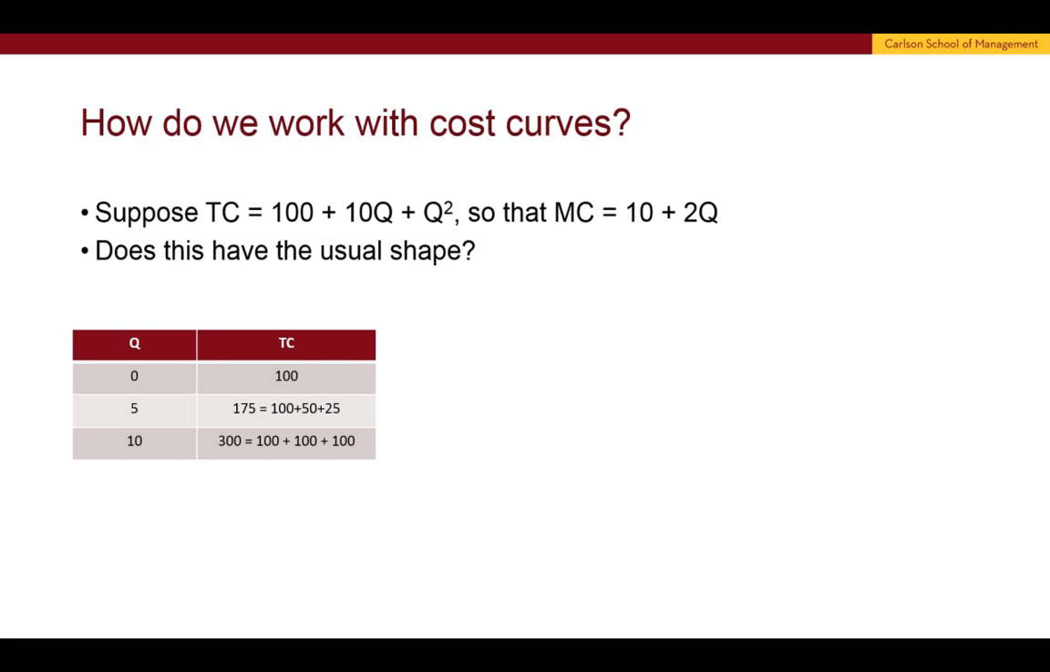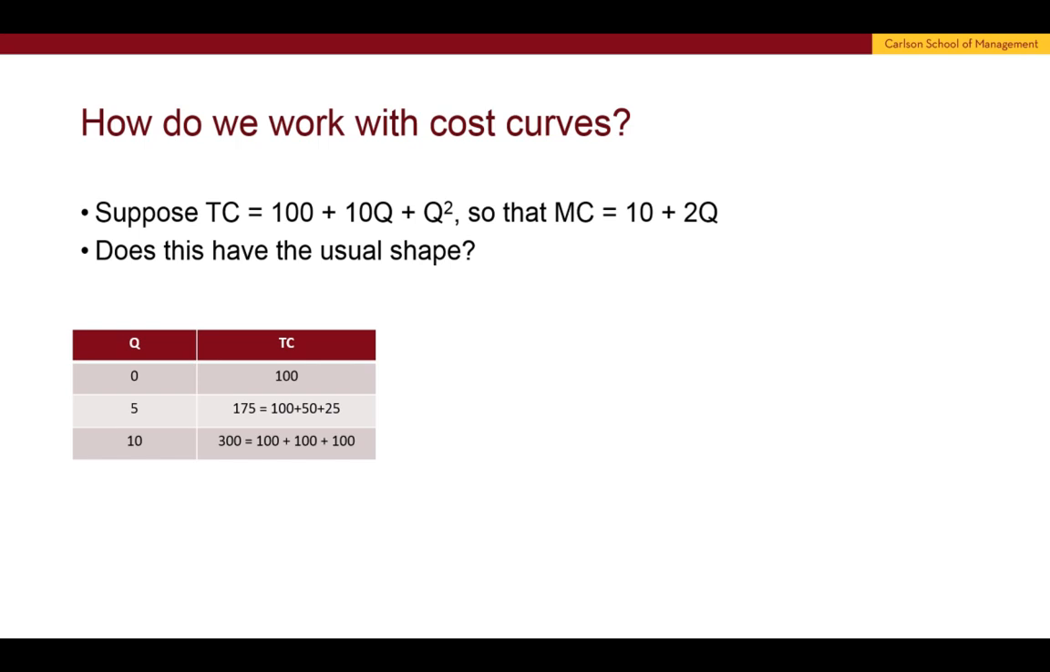So at a quantity of 0, the total cost is 100 because it's TC equals 100 plus 10 times 0 plus 0 squared. At a quantity of 5, it's going to be 175, but let's talk about that for a second. That's 100 plus 10 times 5, which is 50, plus 5 squared, which is 25. So yeah, that's 175. At a quantity of 10, it's 300. Why is that? Well, it's 100 plus 10 times 10, or 100, plus 10 squared, which is another 100.